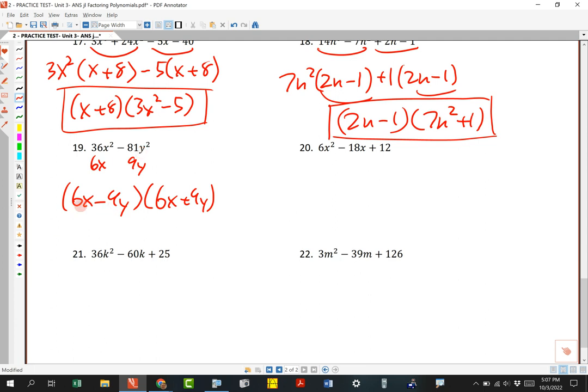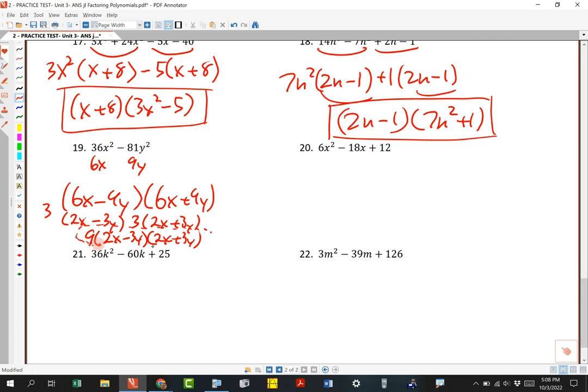One would be you can take a 3 out of each one of those. So if I take a 3 out, I'd be left with a 2x minus 3y. I can do the same thing out of here. I can take a 3 out, so that would be a 2x plus 3y. So I'd end up with a 3 times a 3, that would be a 9, and then I have a 2x minus 3y and a 2x plus 3y. Now, that's a heck of a lot of work to get that answer right there.